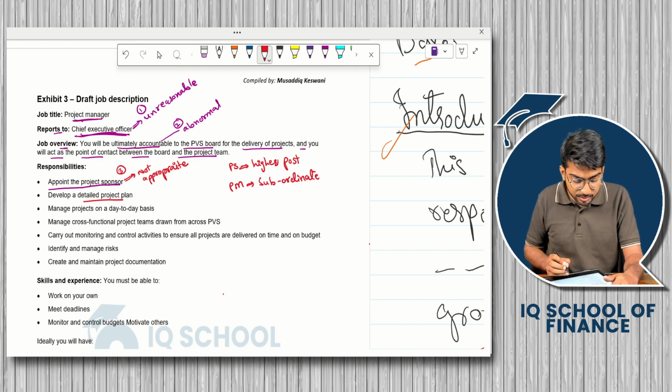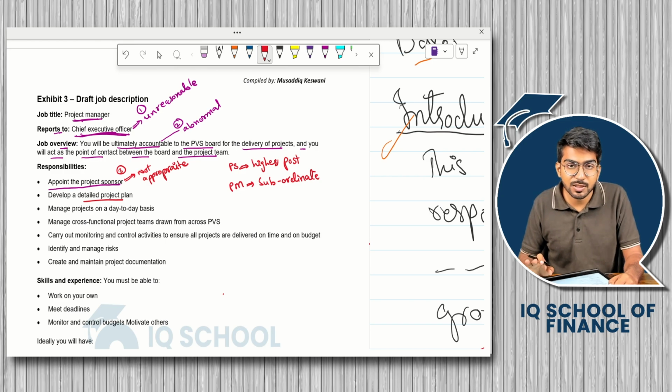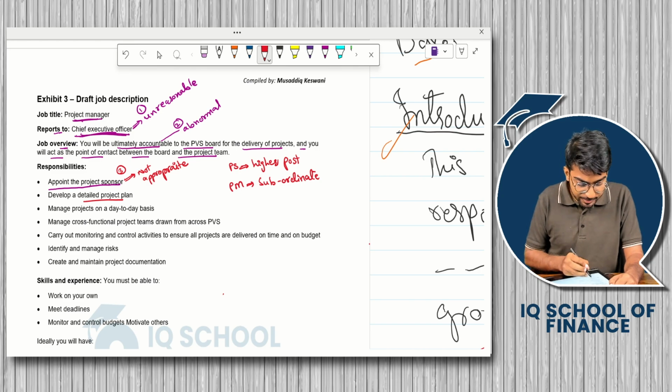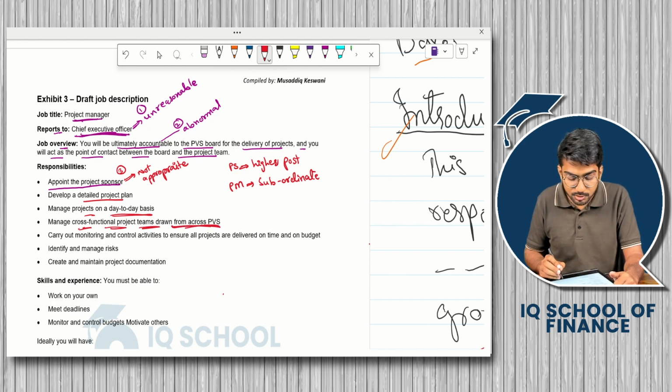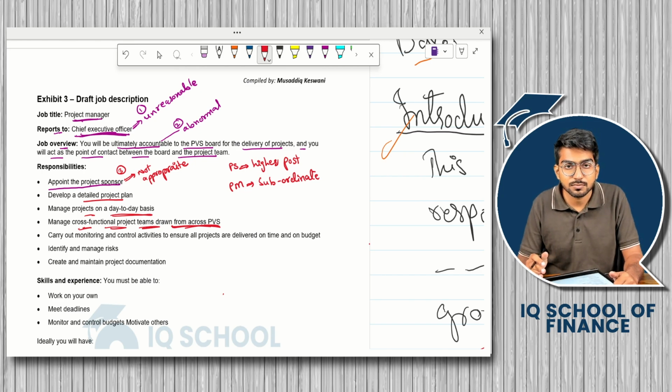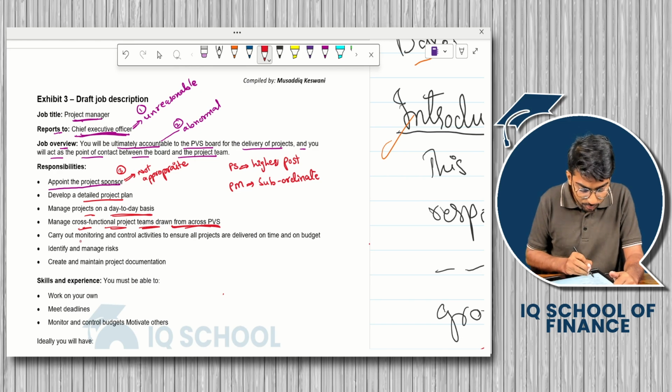Develop a detailed project plan. Okay, he can prepare a project plan, then give it to the project sponsor. They can review it, make necessary changes, and then give it to the board of directors. So this is something we can work with. Then manage projects on a day-to-day basis. Okay, that's fine. The project supervisor or manager has this job. Manage cross-functional project teams drawn from across PVS. So he will be managing the cross-functional teams working on the project. All right, it's correct. Nothing wrong in it.